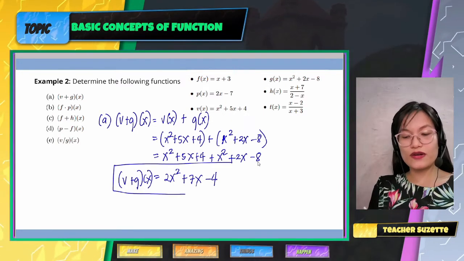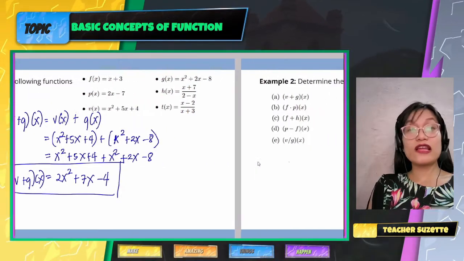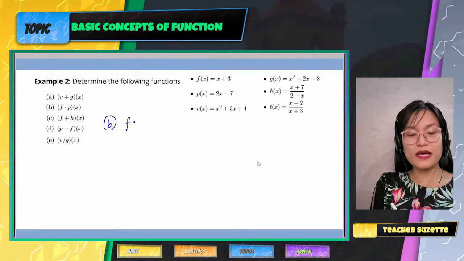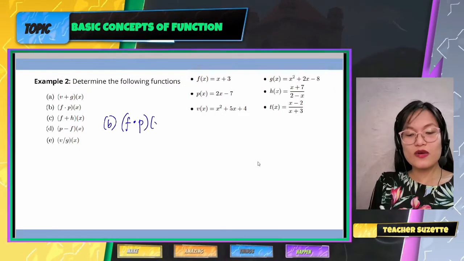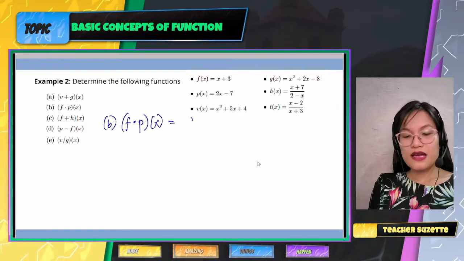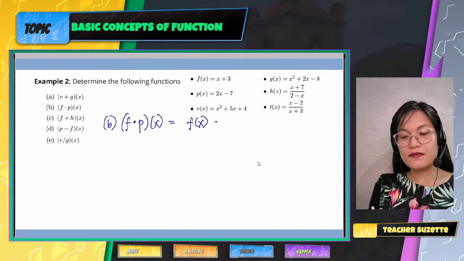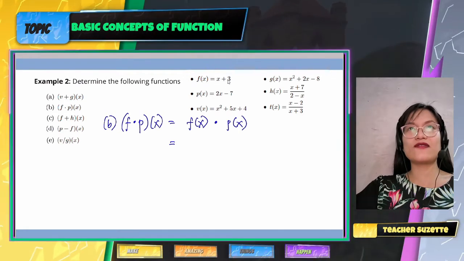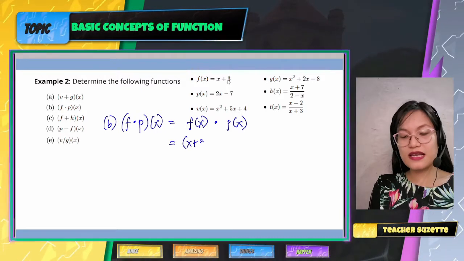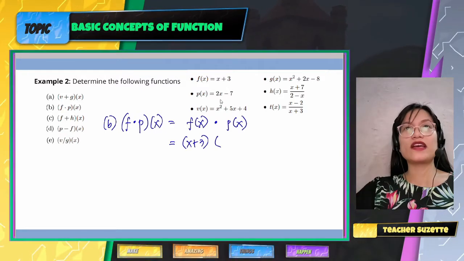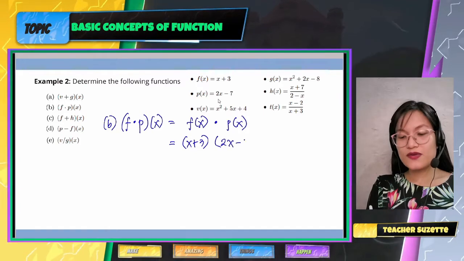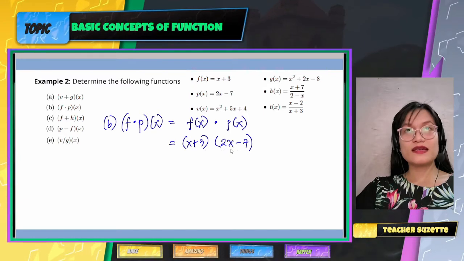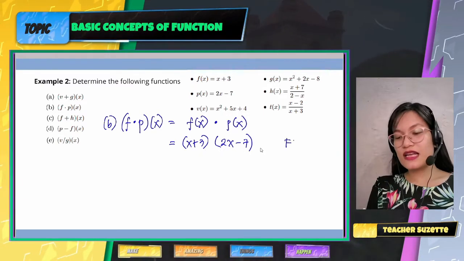Next, let's go to letter B, wherein our letter B is f times p of x, which is equal to f of x times p of x. So, let's input the values of our f of x. Our f of x is x plus 3. We multiply it by our p of x, which is 2x minus 7. So, we have two terms which are both binomials. Let's use our FOIL method again.